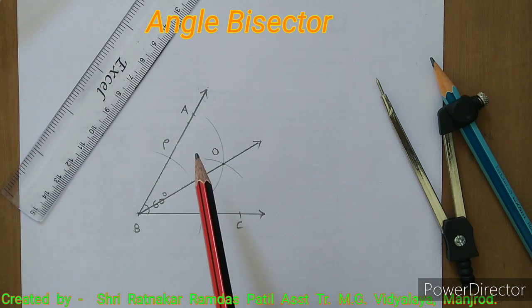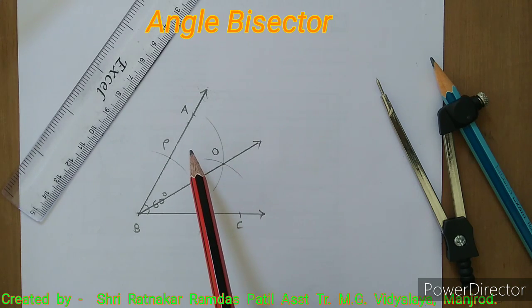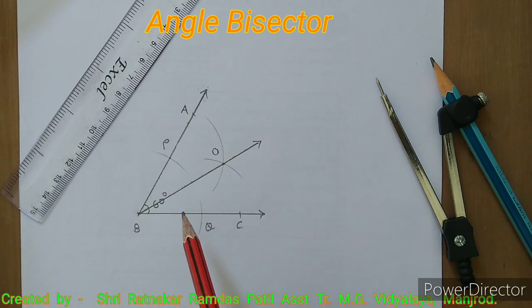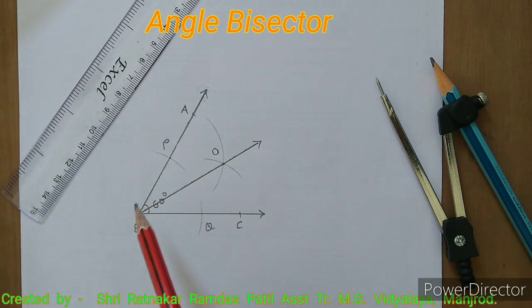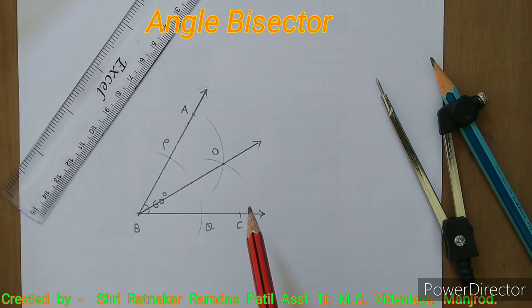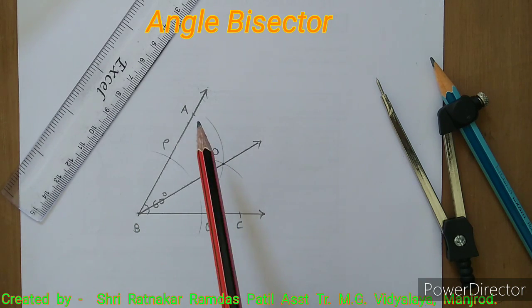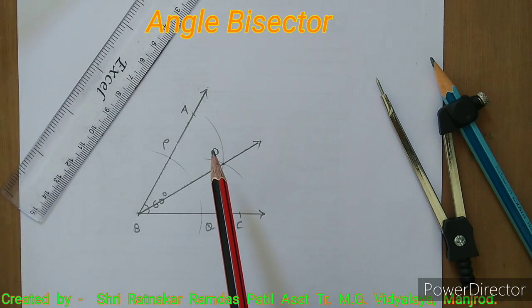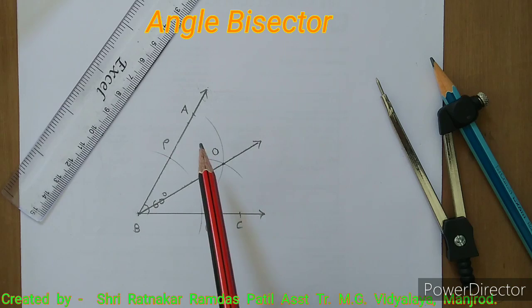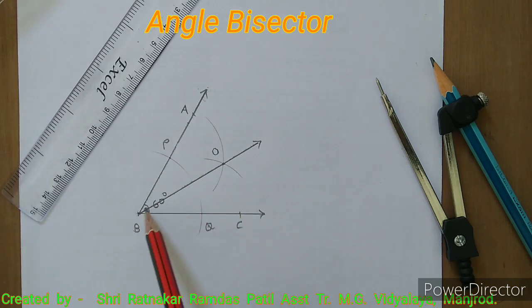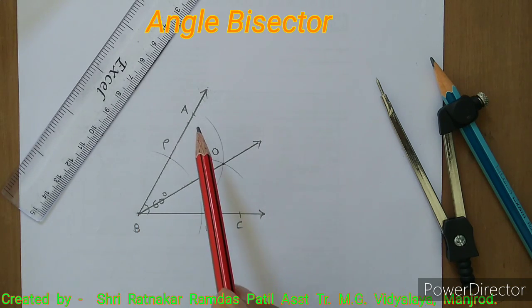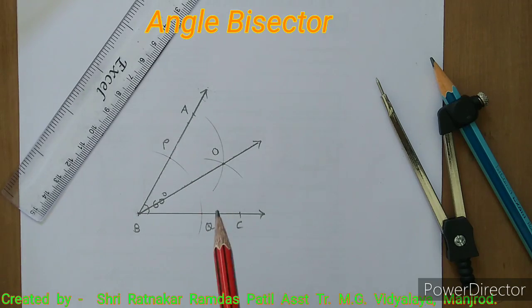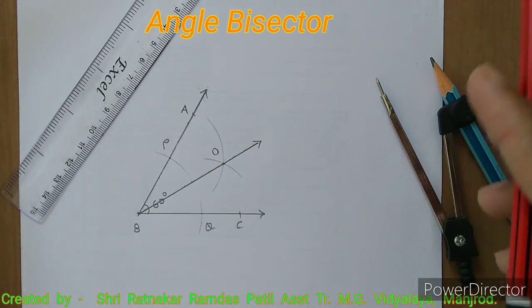Do they form two angles having equal measures? Are they congruent? Yes, the answer to this question is yes, because BO divides angle ABC into two equal parts.